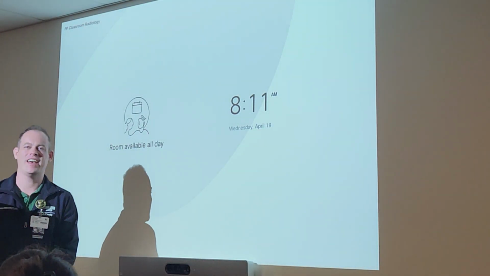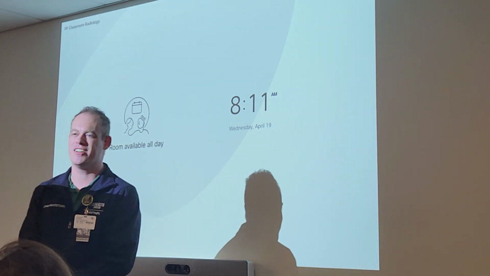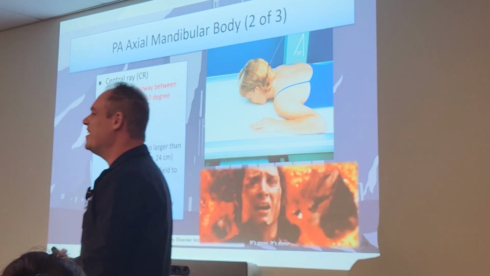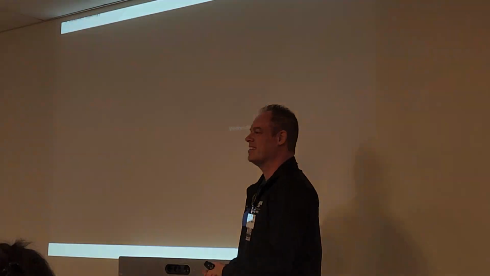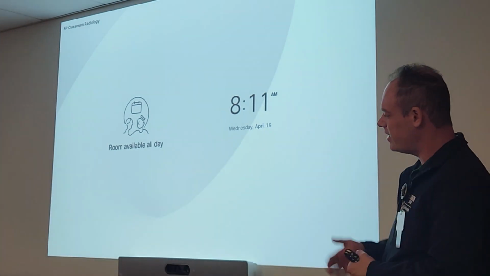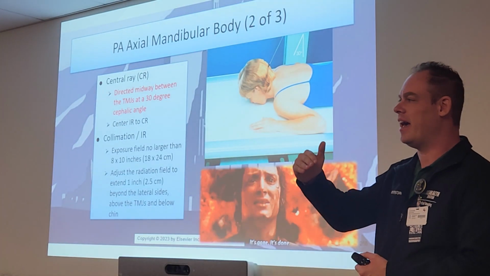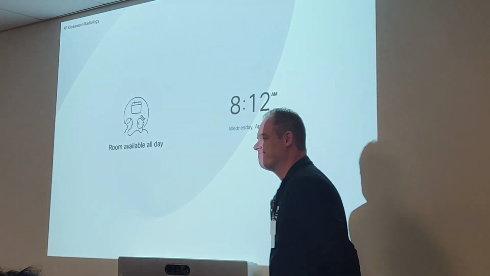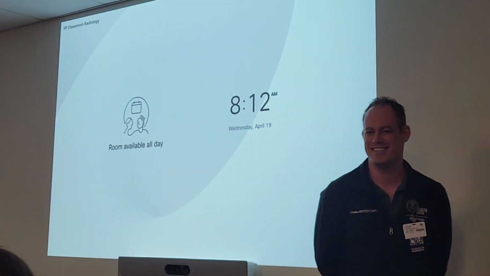All right, guys, and once this picture comes back up, you'll see there is a nice 30-degree cephalic angle. There you go. Cephalic angle between the TMJs. That's going to be our centering point between the TMJs. If that's correct, it should be exiting around that Campion area, as you can see by the white screen.